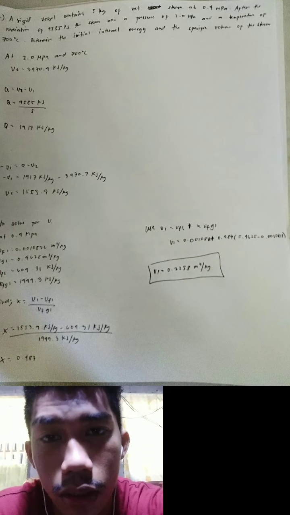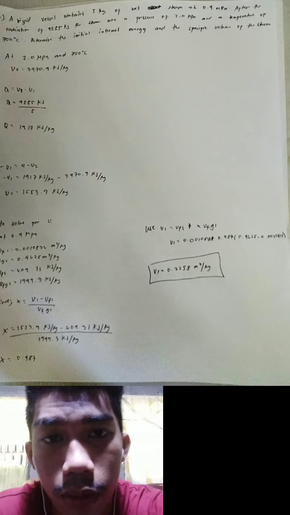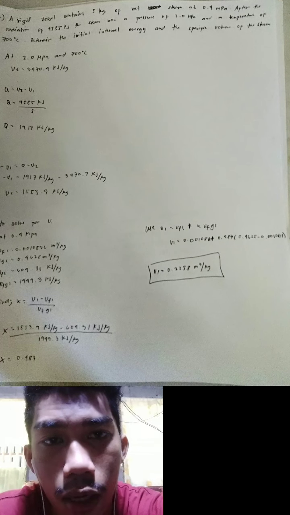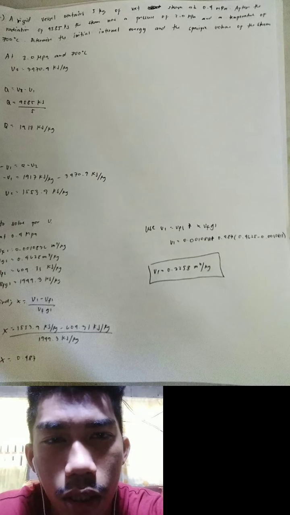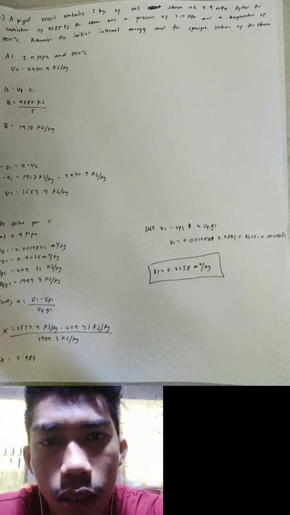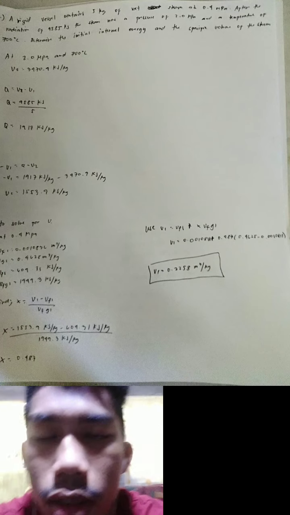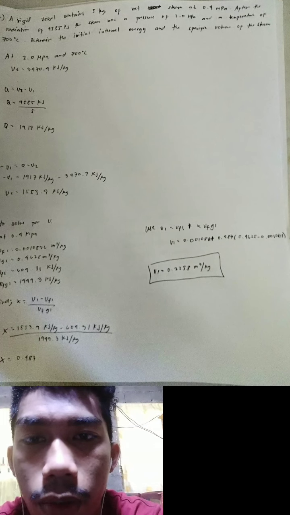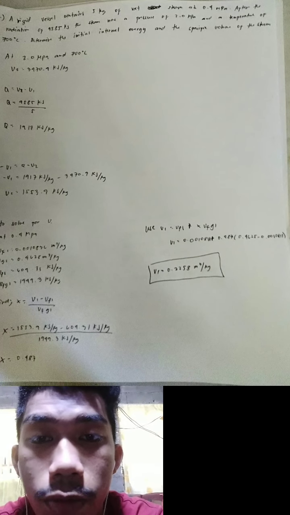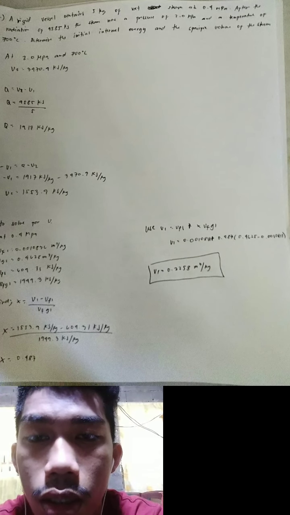So the problem for number 7 is: a rigid vessel contains 5 kg of wet steam at 0.4 MPa. After the radiation of 9,585 kilojoules, the steam has a pressure of 2.0 MPa and a temperature of 700 degrees Celsius. Determine the initial internal energy and the specific volume of the steam. So, at the steam table, at 2.0 MPa and 700 degrees Celsius, the value for U2 is 3,470.9 kilojoules per kilogram.